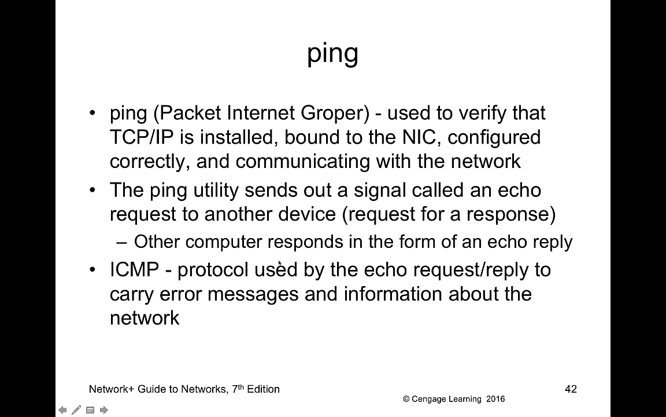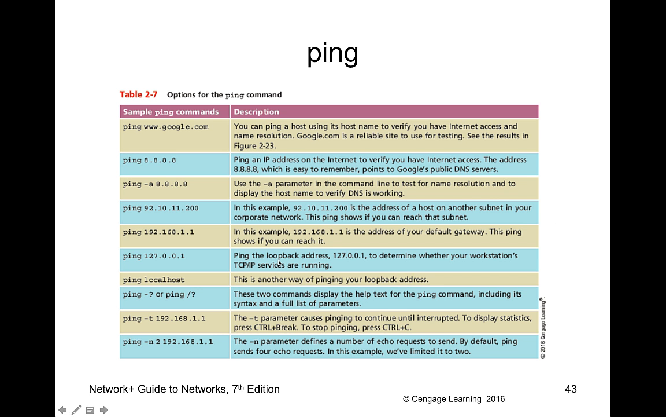Okay, so we have ICMP. Let's move on. So we can ping. We can ping anybody. Okay? You can ping a name resolved to a number. You can ping a number. You can ping with a -A. You can ping with a -T. The -T is kind of cool. -T on Windows will go until it's stopped with a Control-C. Now on a Mac, it automatically goes forever.